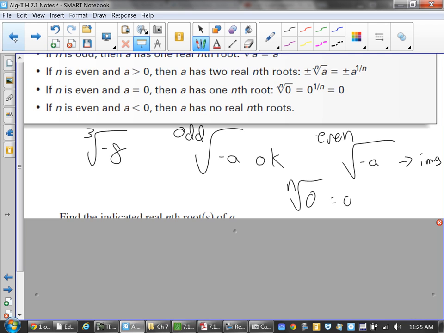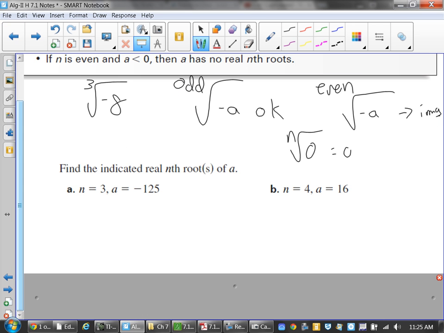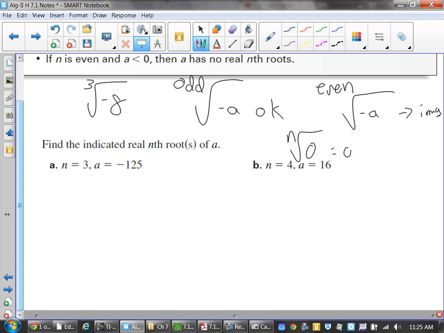These nth roots, they're going to ask you questions like this. Find the nth root of negative 125. So if they give you an n value, that's your nth root of negative 125.